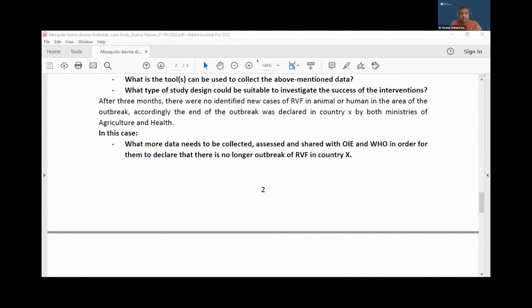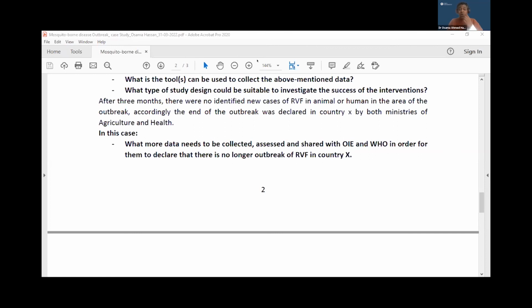Okay, so lesson learned, 3 months. No. If you want to say that you have no Rift Valley fever in the country, not only the end of the outbreak. Oh, this is very difficult. Yes, someone said 5 to 15 years. Absolutely, almost 10 years. Very difficult because Rift Valley fever might have a reservoir.